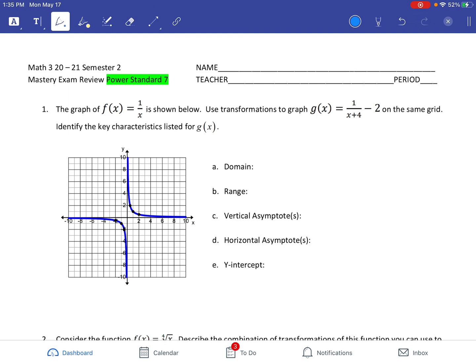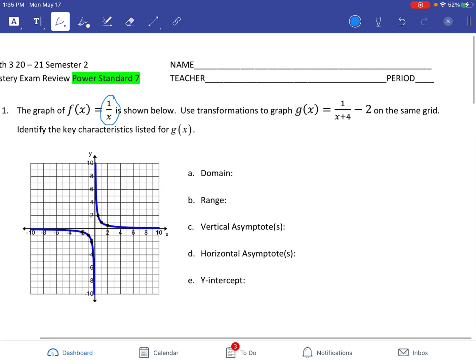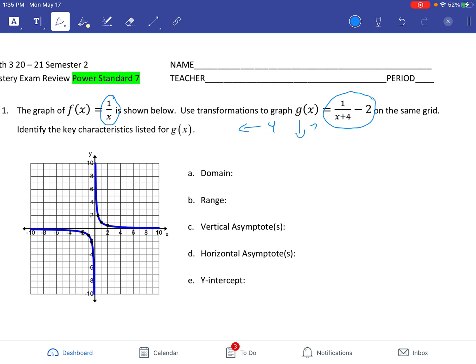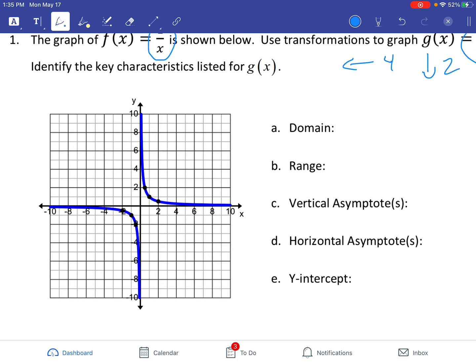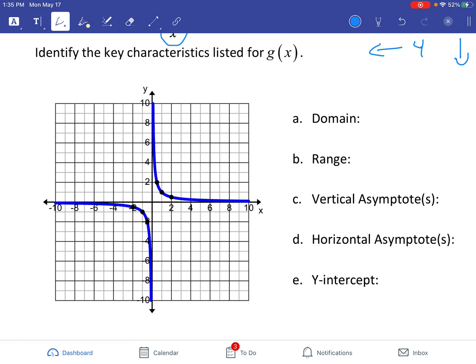Okay, so based on the base equation of 1 over x, we're going to transform it using this equation over here. Since the plus 4 is on the inside of the function, it's being added or subtracted. It's going to be a horizontal shift to the left by 4. And the minus 2 is going to be a vertical shift down by 2. So we're going to take the points that we have in our graph and move them to the left by 4 and down by 2.